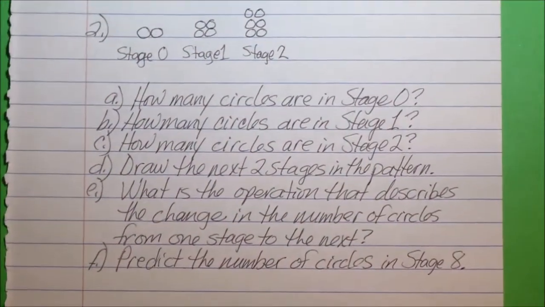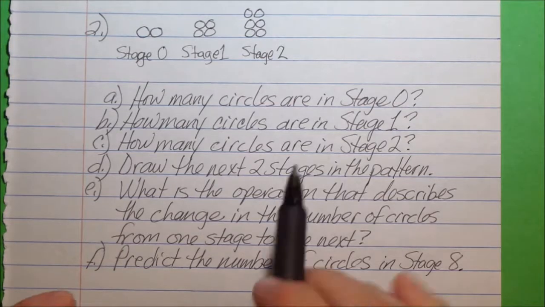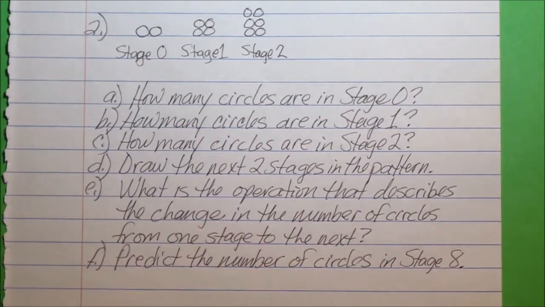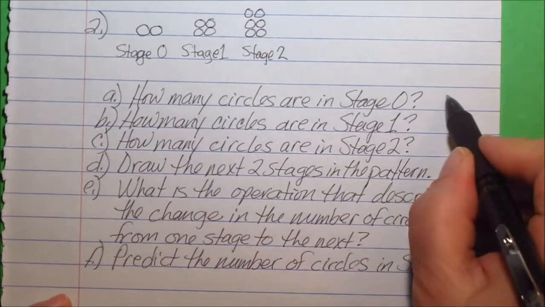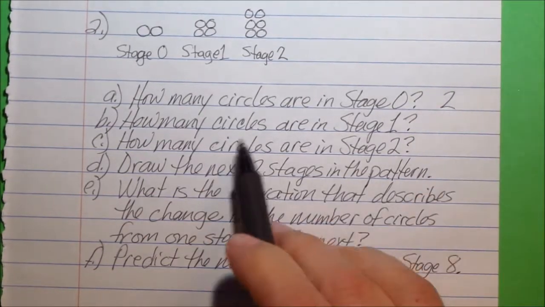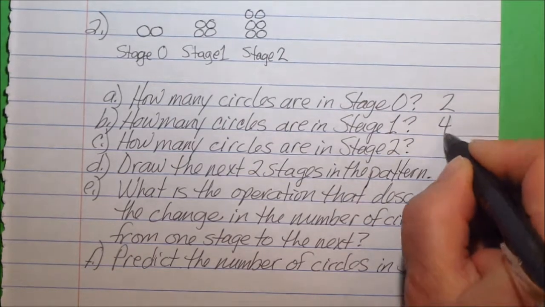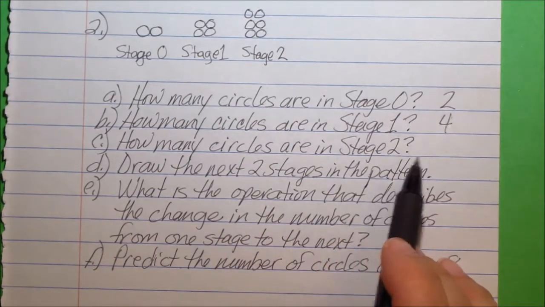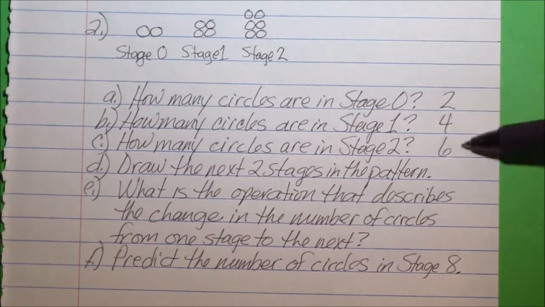Now, let's look at our patterns. All right, so how many circles are in stage 0? In stage 0, I have 2 circles, right? How many circles are in stage 1? In stage 1, I have 4 circles. How many circles are in stage 2? In stage 2, I have 6 circles. Hopefully you're seeing a pattern starting to emerge in our numbers here.